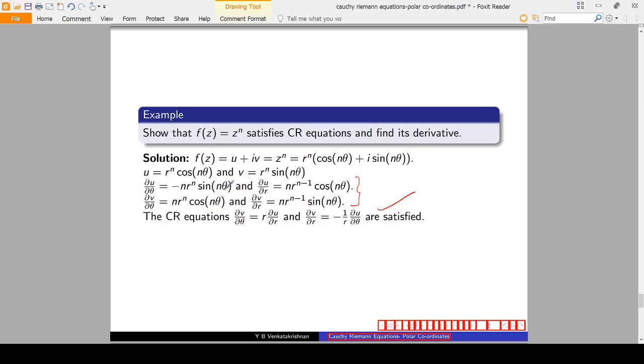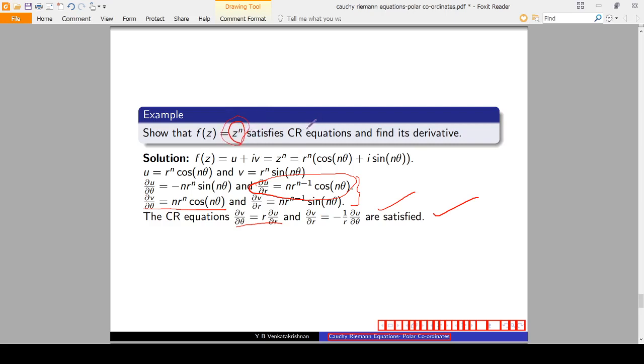∂v/∂θ is this: n r power n into cos n theta. I have to multiply ∂u/∂r with r, and that gives you n r power n cos n theta. So the first equation is satisfied. ∂v/∂r is n r power n minus 1 sin n theta, and when I multiply ∂u/∂θ with minus 1 by r, I get this. So from that you can say that the CR equations are satisfied. Therefore f of z equal to z power n is analytic.